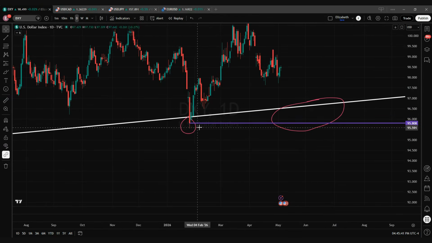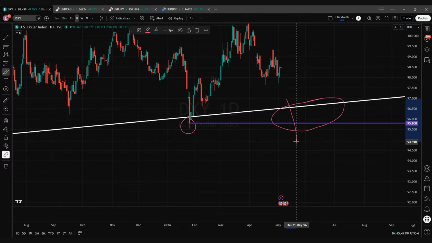But I do like that level for support temporarily, at least, if we can get a breakdown. But again, as a conservative trader, I like to see a breakdown, confirmed breakdown, and then a retrace to this level before a further move to the downside. So that is something to watch there on the currency DXY.